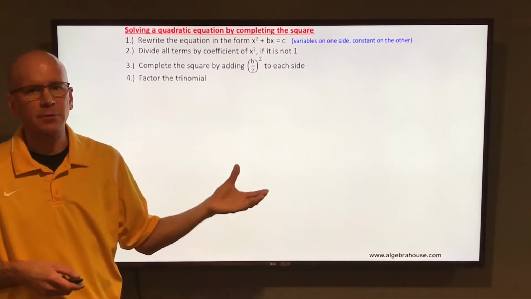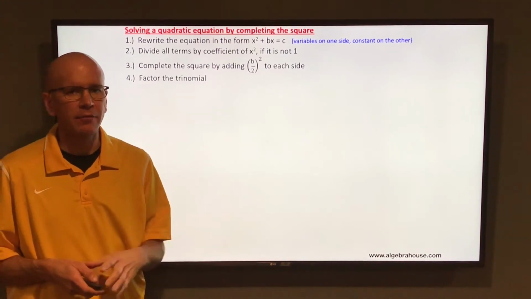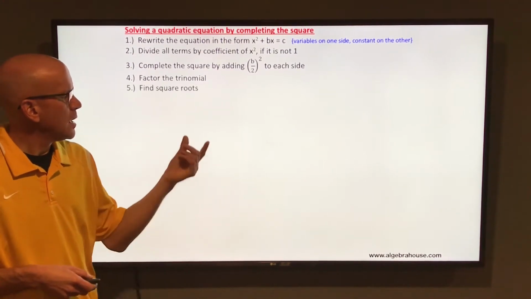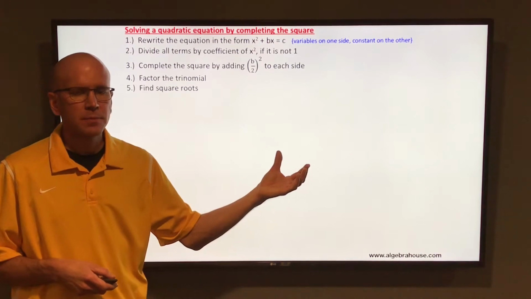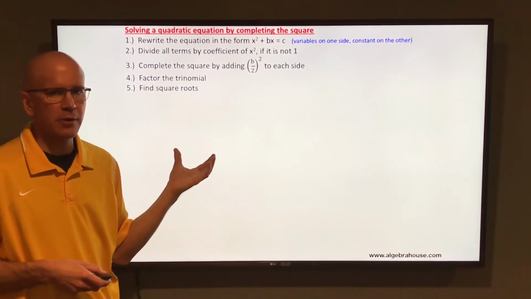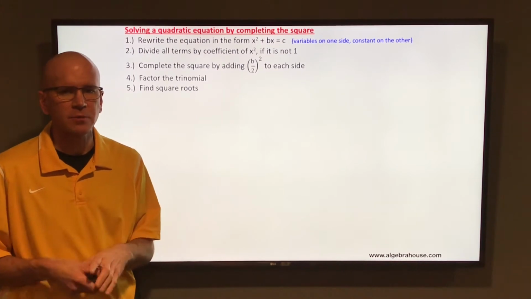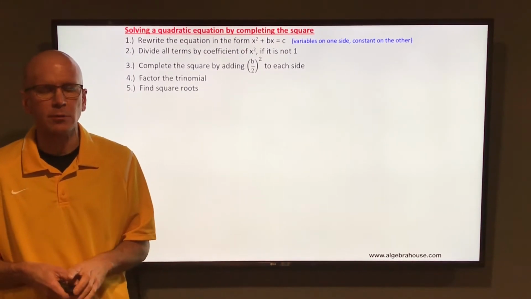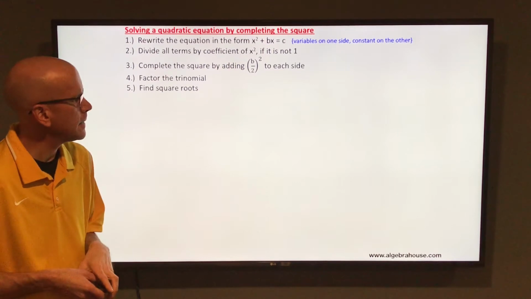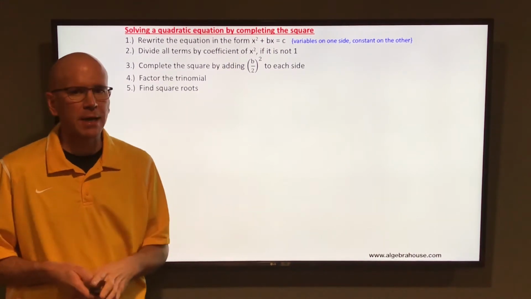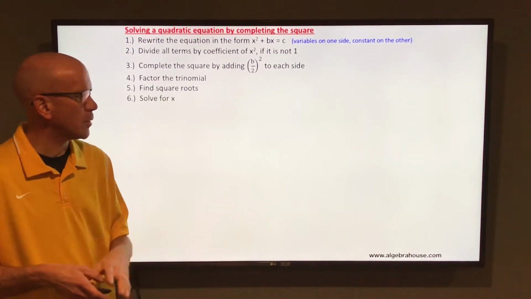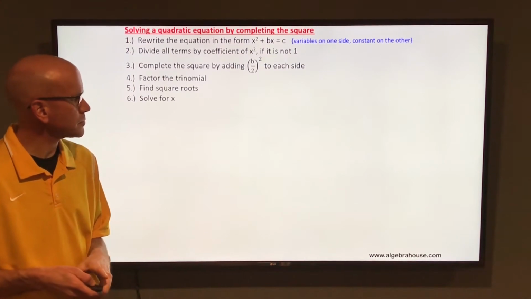You're going to factor that trinomial into the square of a binomial, and then take the square root of each side. So that square of the binomial on the left side, if you take the square root of each side, the parentheses and the exponent disappear, as we've seen before when we solve quadratic equations by using square roots. Take the square root of each side and then solve the remaining equation for x.